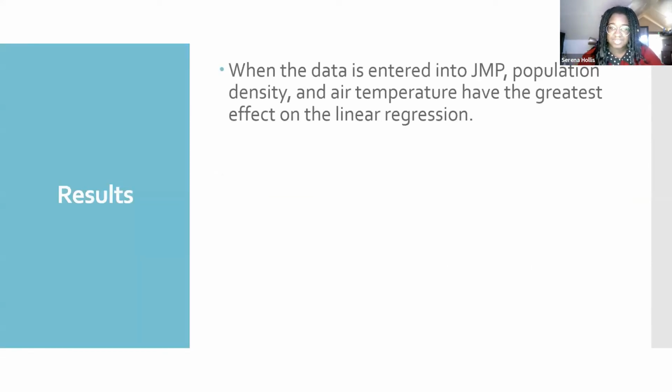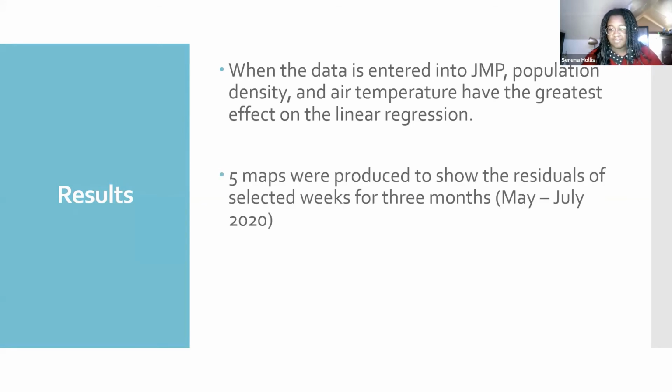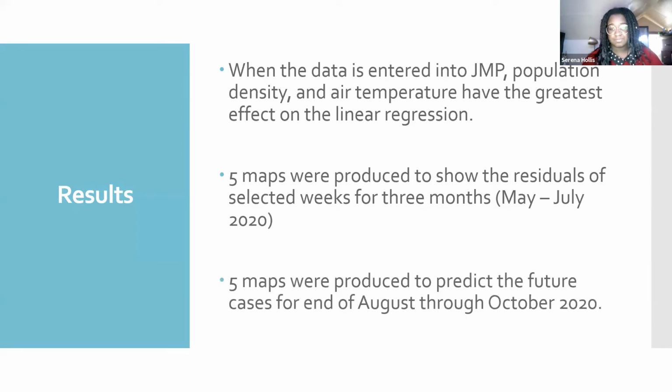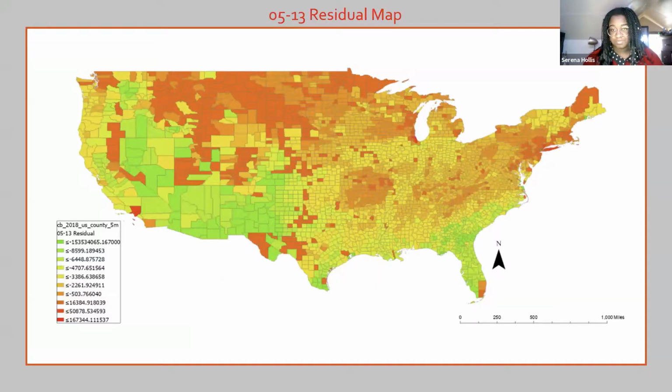For my results, as I mentioned before, JMP told me that the two factors that played the most in the equation were population density and then air temperature. And so from there, I was able to produce five maps that show the residual for validity, and they span from about May to July 2020. And then five maps were also produced to predict the future cases for August through October.